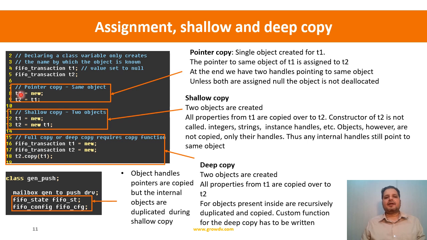I created T1 equal to new. When I did this new, an object got allocated, and that object is now pointed to by this particular handle T1. When I said T2 equal to T1, what happened?